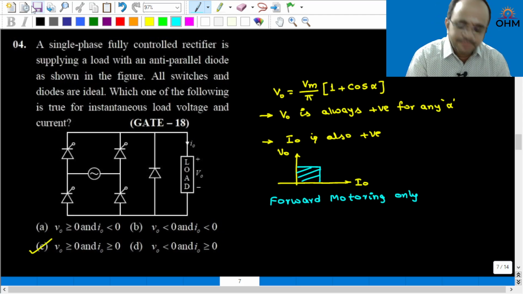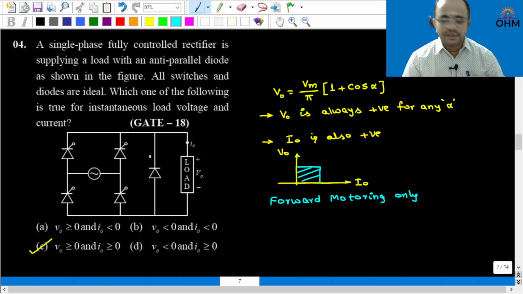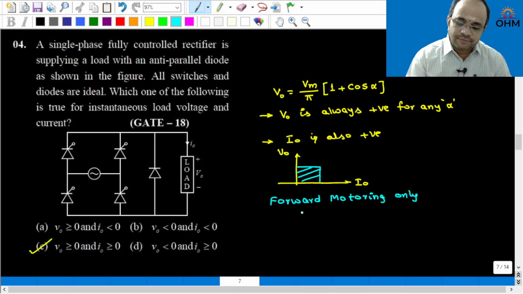Again, we can also expect a question something like, suppose next time this FD is removed, for example. If FD is removed, in that case what will be the case? For alpha less than 90 degree, V naught will be positive, and for alpha greater than 90 degree, V naught will be negative. So V naught can be either positive or negative, depending on the firing angle, but for any firing angle, output current is always positive, okay. In that case, you will get first and fourth quadrants of operation, okay. That also we can expect.